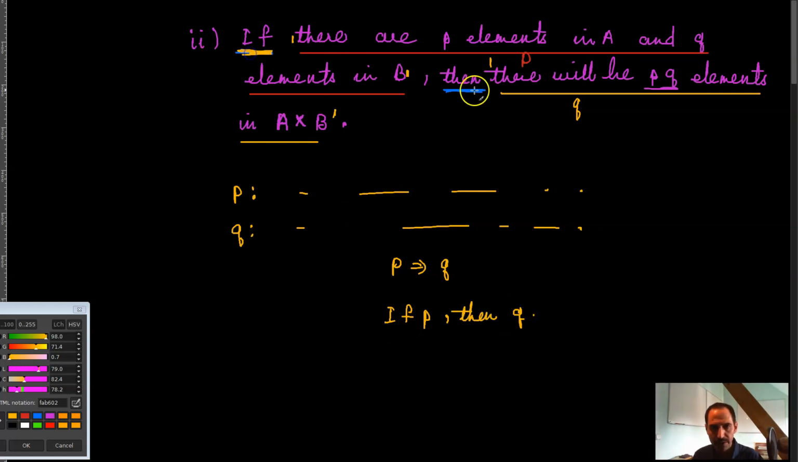which you can see, the if over here and the then over here, which means that you can restate the same statement as: there are P elements in A and Q elements in B implies there will be P times Q elements in the Cartesian product of A and B. Which means that if that is true, then there must necessarily be P times Q elements in A times B, meaning that Q cannot be false. Q has to be true as well. So that P implies Q is true.